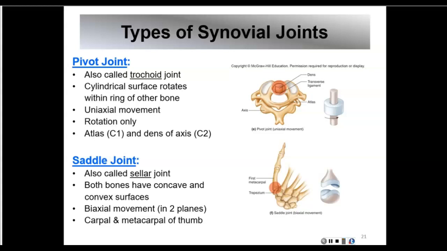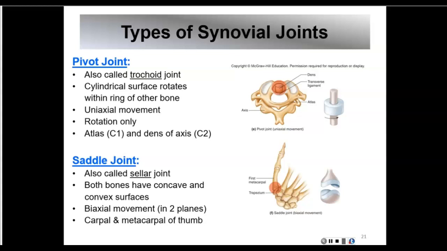The next is a pivot joint. A pivot joint is also called a trochoid joint. Pivot is going to be rotation only, and the primary one is C1 and C2, or the atlas and axis. They're the same joint. Think of your head: if you can rotate your head back and forth, that's because of the pivot joint. The other example is in the forearm, where your radius and your ulna rotate, so you can twist your hand back and forth. Like when you're screwing in a light bulb, that rotation is caused by the pivot joint of the radius and the ulna.